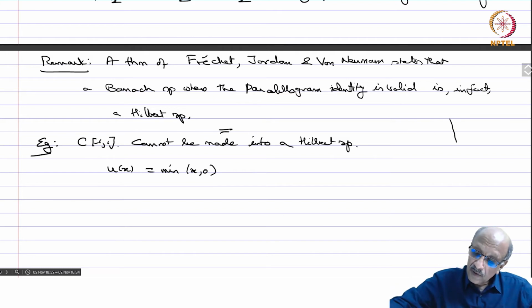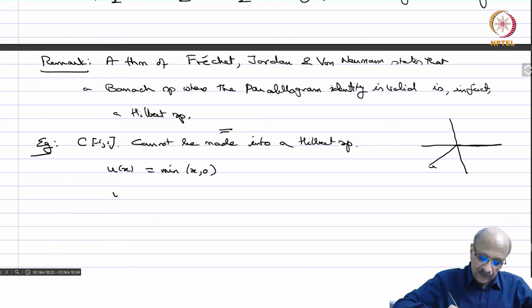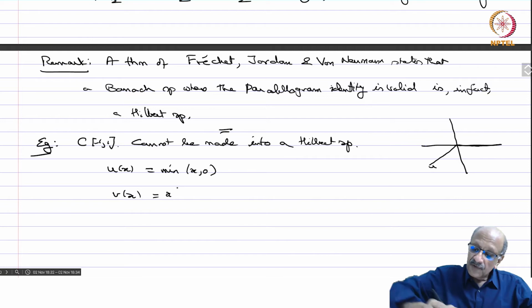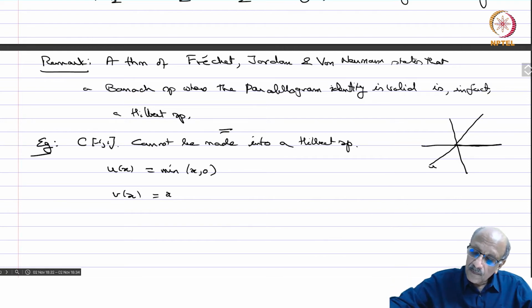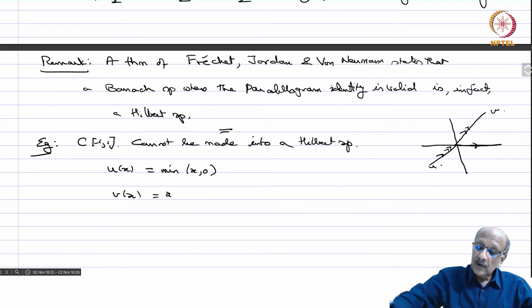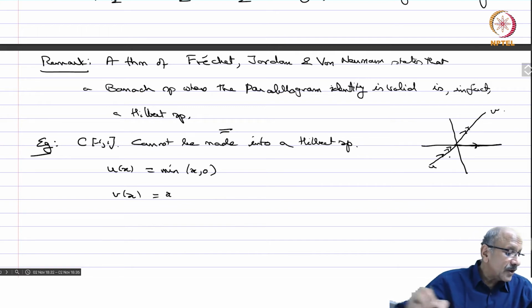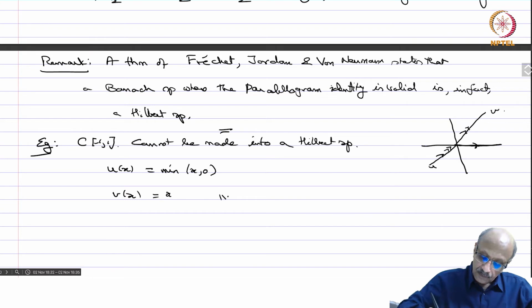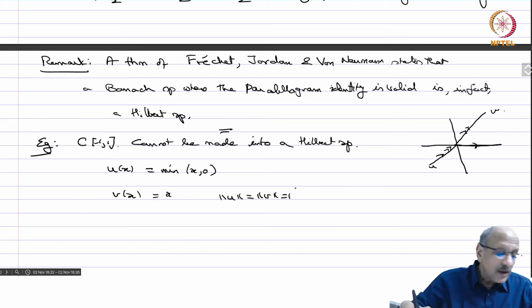So that means, how does the graph of u of x look like? When x is negative, you take the value, and then when x becomes positive, then it is 0. So this is the function u, and then v of x is x itself, so this is v. So u goes like this and v goes like this. Okay, so these are the two functions u and v. Then norm u equals norm v equals 1, as you can easily see. So this is minus 1, this is 1.